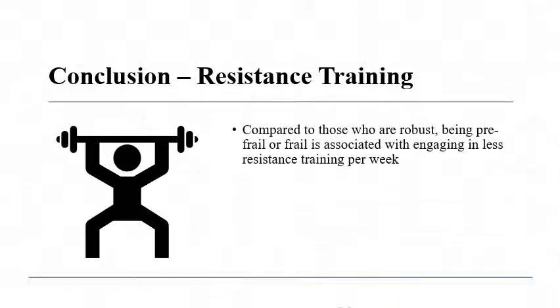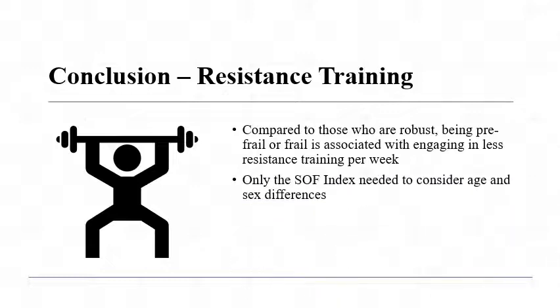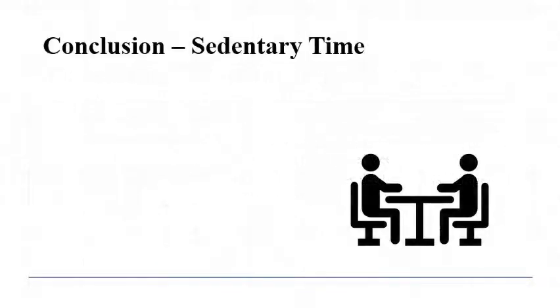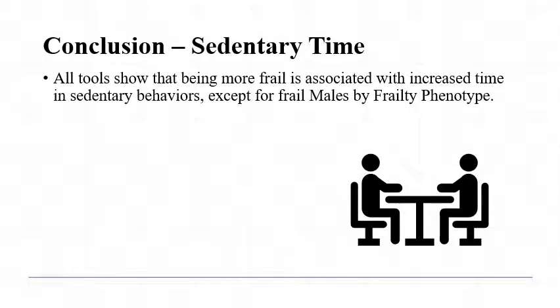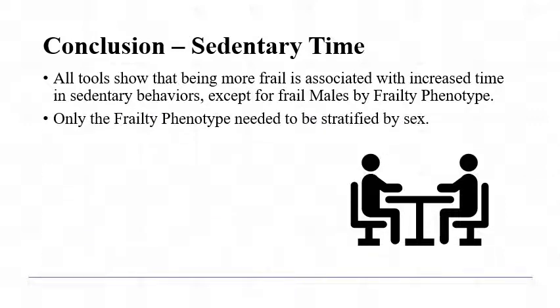Resistance training shows that compared to those who are robust, being pre-frail or frail is associated with engaging in less resistance training per week. Only the FOF index needs to consider age and sex differences. All tools show that being more frail is associated with increased time in sedentary behaviors, except for frail males by the frailty phenotype. Only the frailty phenotype needed to be stratified by sex.